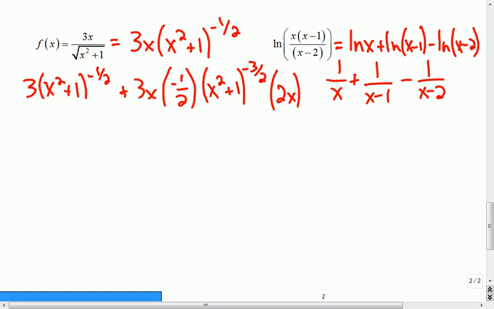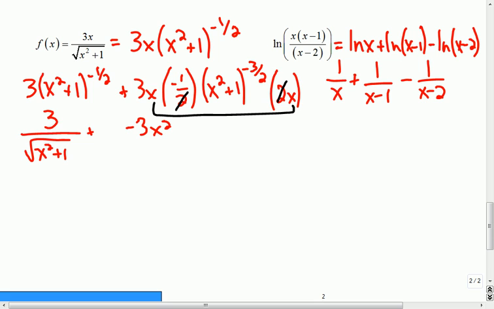So I'm going to try to simplify this as much as I can, and part of that is going to involve fractions, so I'm going to show you the fractions that I'm going to work with. This would be 3 over the square root of x squared plus 1. If I look at all these pieces here, that 2 and that 2 would disappear, and I've got a couple of x's, so I would be able to call this negative 3x squared on the top, and x squared plus 1 to the 3/2 on the bottom.